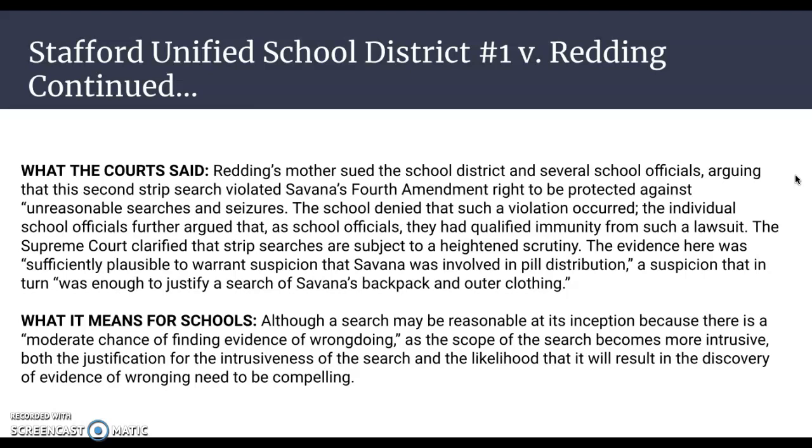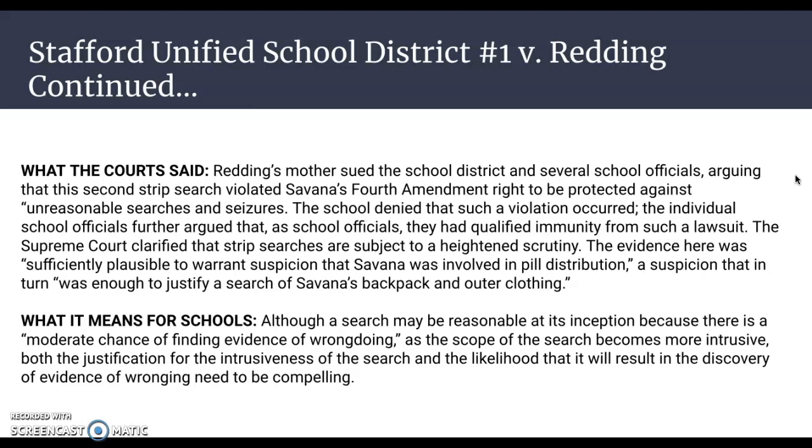The Supreme Court clarified that strip searches are subject to heightened scrutiny. The evidence here was sufficiently plausible to warrant suspicion that Savannah was involved in pill distribution. So it was okay in this case. They said there was sufficient suspicion, and it was okay to search her backpack and outer clothing. They did not say anything about her inner clothing, which I think may have gone too far personally.